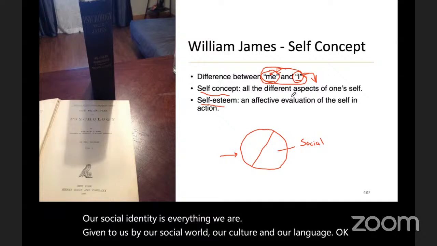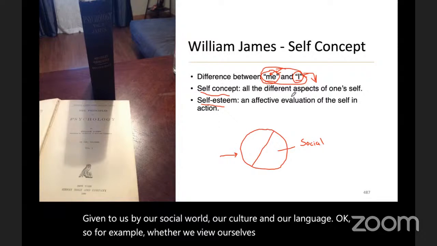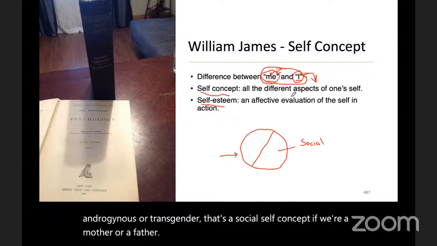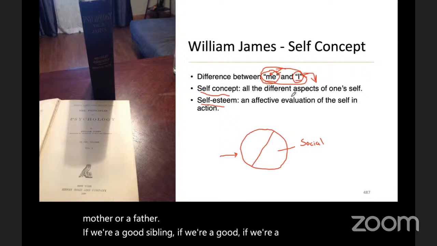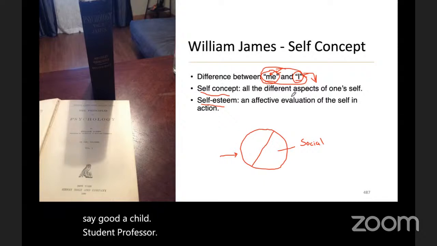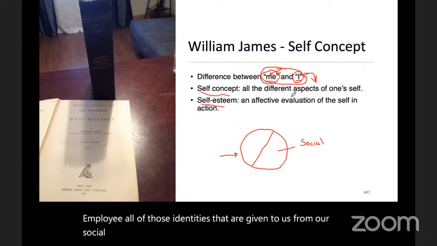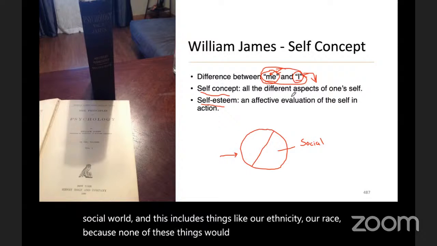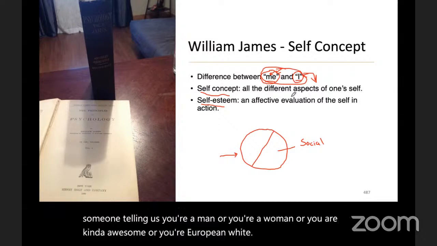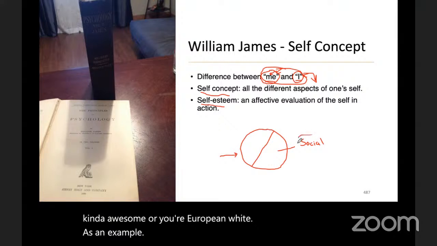Okay. So, for example, whether we view ourselves as man, female, or androgynous or transgender, that's a social self concept. If we're a mother or a father, if we're a good sibling, if we're a child, student, professor, employee, all of those identities that are given to us from our social world. And this includes things like our ethnicity, our race, because none of these things would exist without culture, without someone telling us you're a man or you're a woman, or you are Tana Atham or you're European white, as an example. Okay. So this is the social self.